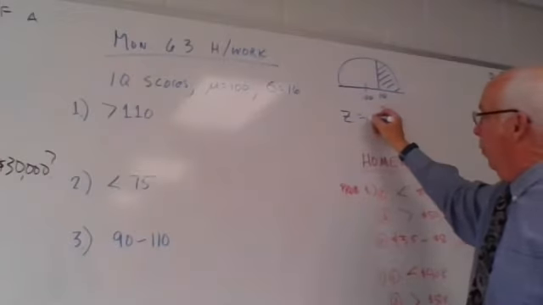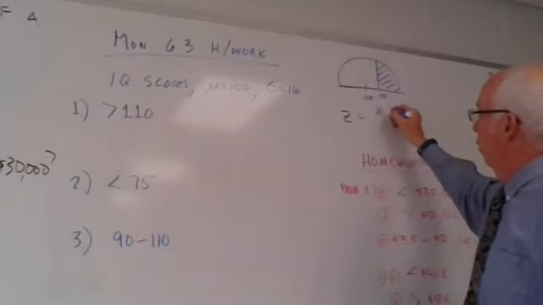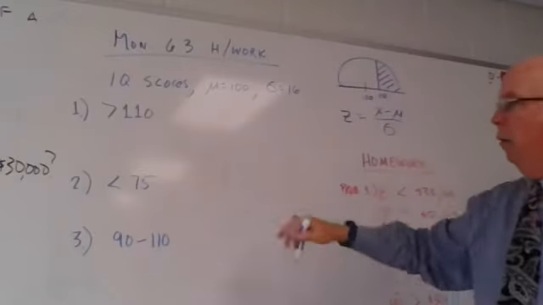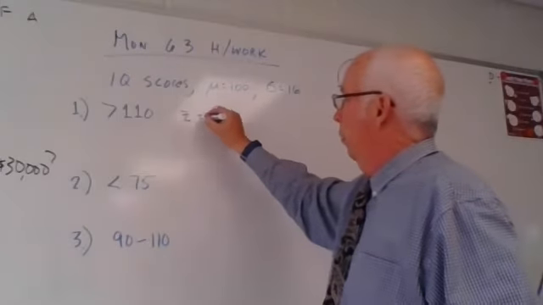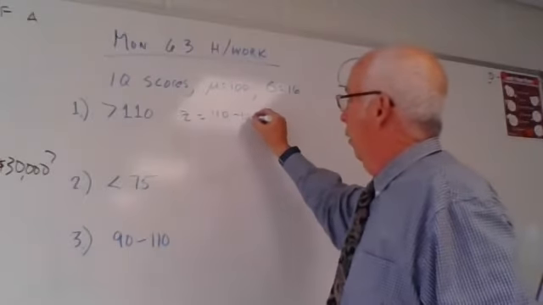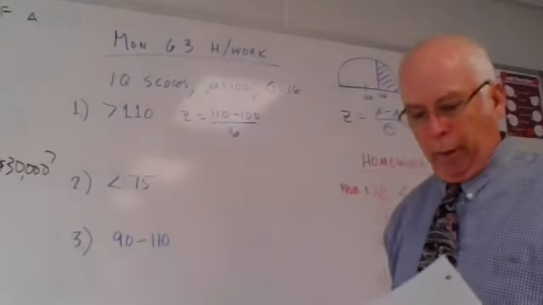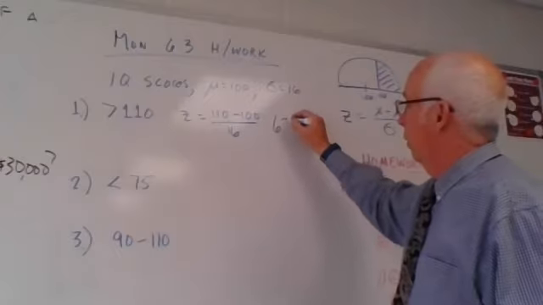And you know that formula by now. It's x, which is any x value or data value, minus the mean over the standard deviation, all right? So our x value is 110. So we're just going to go z equals 110 minus 100 over 16. And if we do the math, we come out to 0.63.